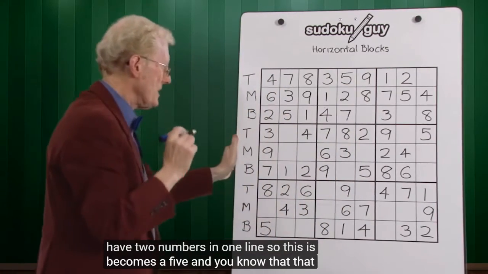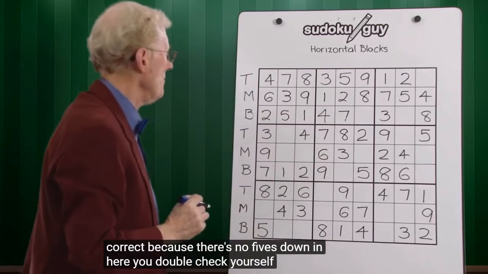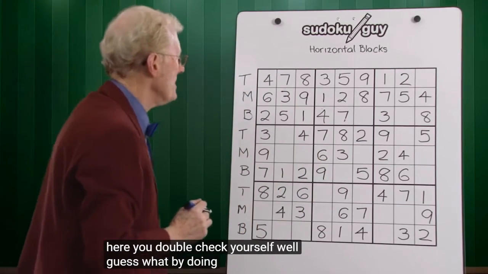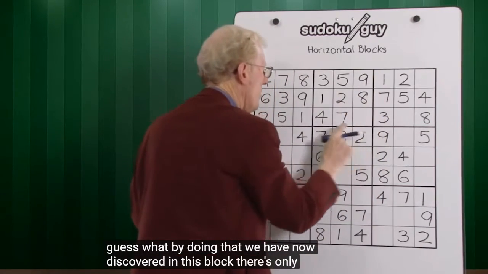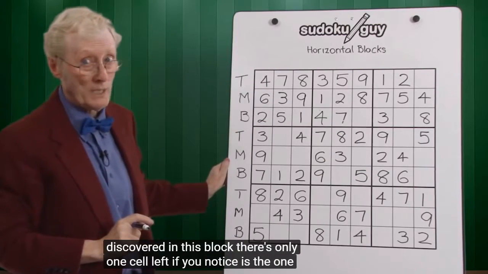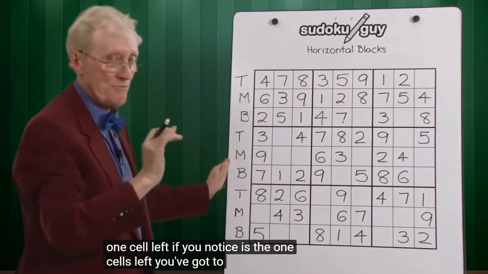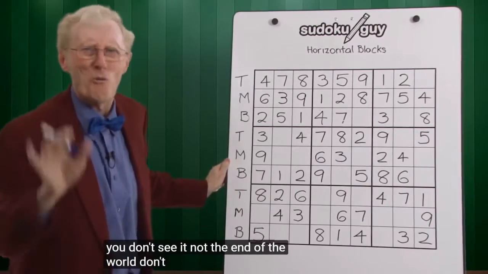And you know that that is correct, because there's no 5s down in here. You can double check yourself. Well, guess what? By doing that, we have now discovered that in this block there's only 1 cell left. If you notice there's the 1 cell left, you've got to fill it in. If you don't see it, not the end of the world, don't worry.